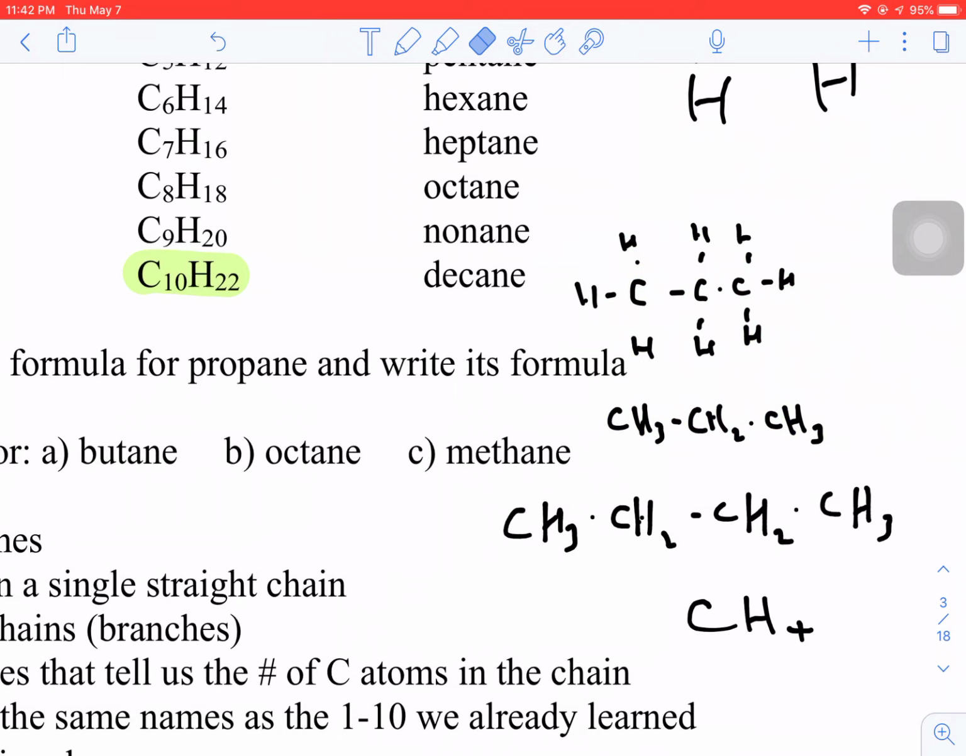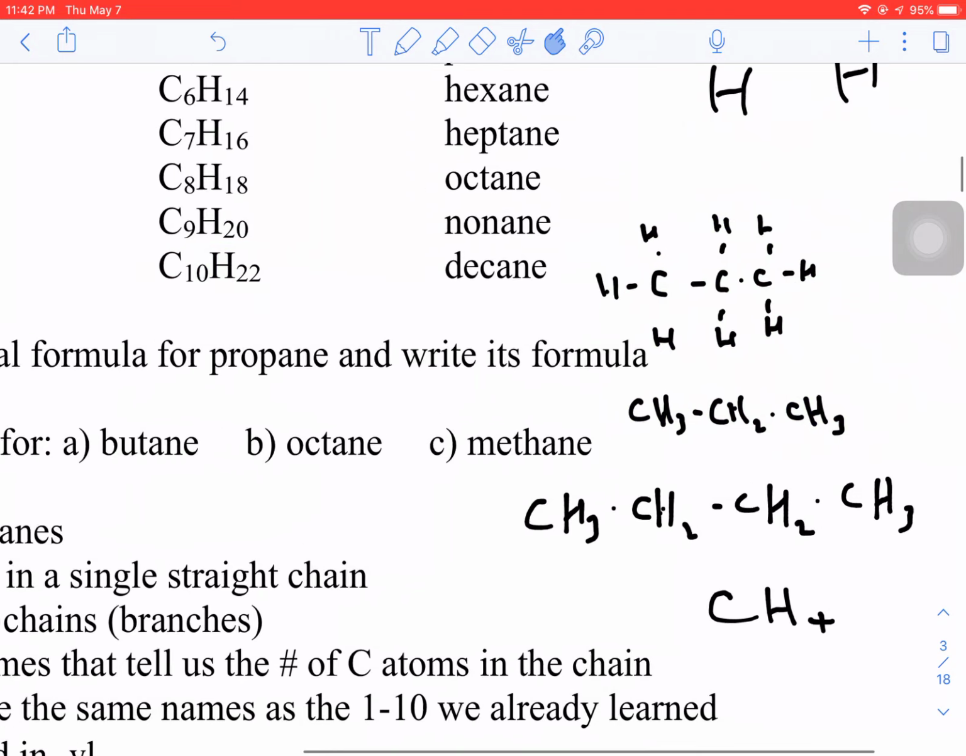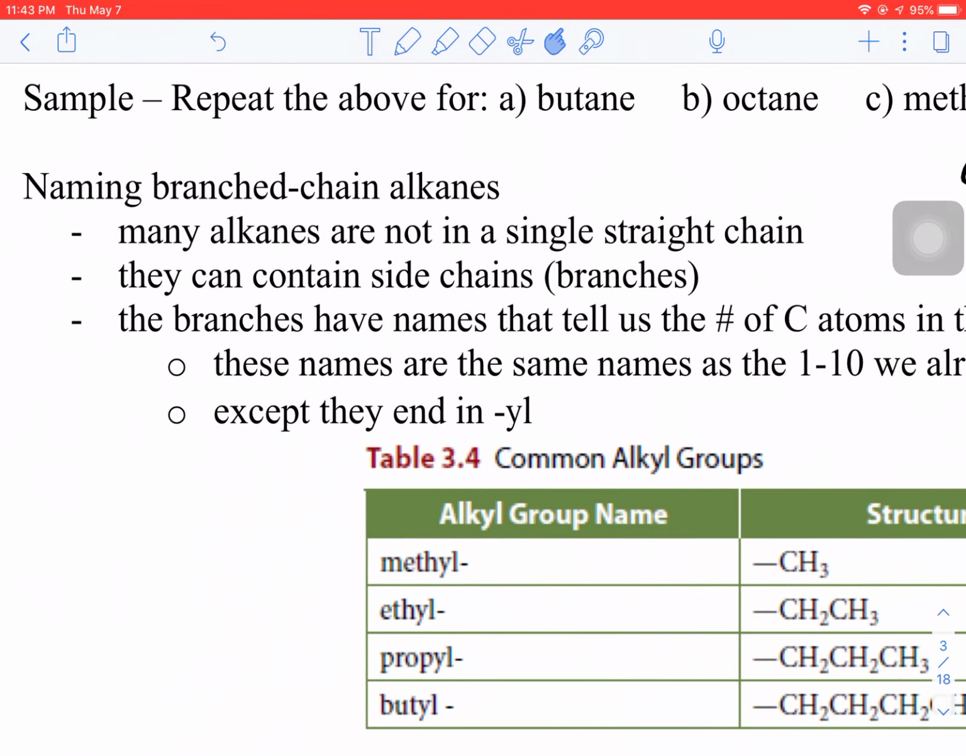Now, if I scroll down here, it talks about naming branched chain alkanes, which means that the alkane, the carbon chain, isn't a straight chain, but there could be some branches on it. And the branches need to tell us how many carbons are in the branch. So just like I know how many carbons are in propane, 3, how many carbons are in methane, 1, if the branch has 1 carbon in the chain, right, if it's a CH3 part that's added to the chain, then it's going to be called methyl.